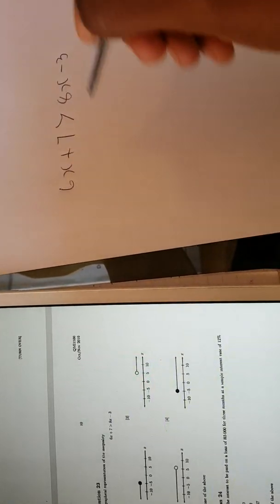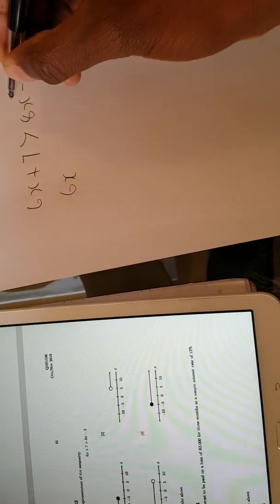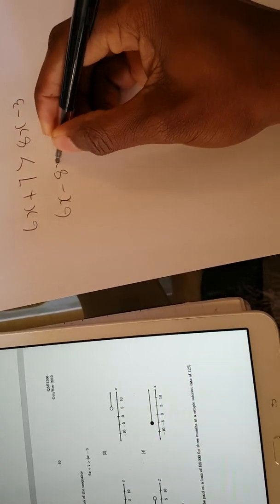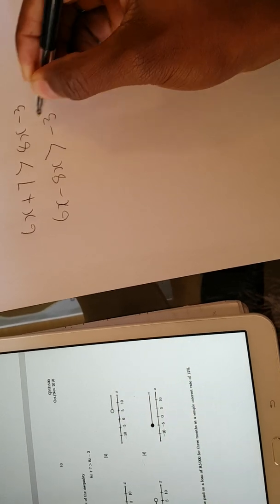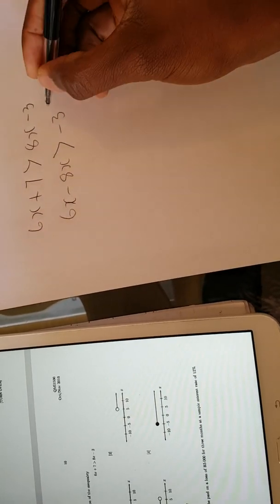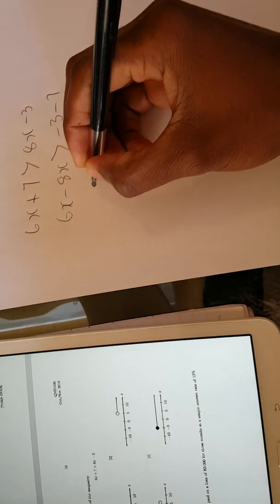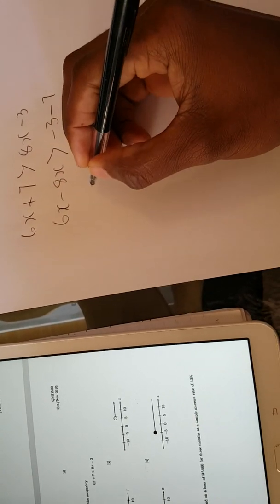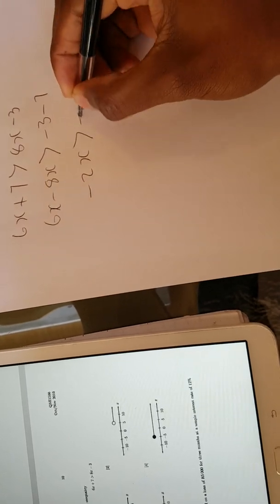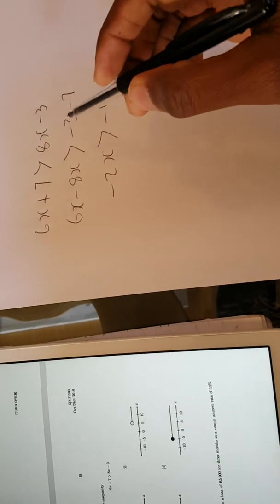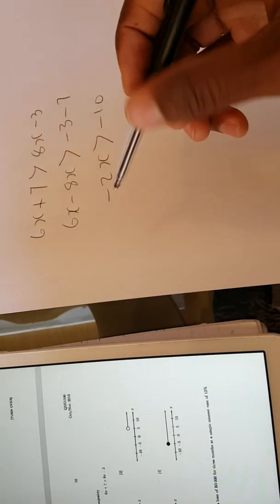So what are we going to do, guys? Let's group the like terms. So we have 6x here. If you take positive 8x across this sign, it's gonna be minus 8x, greater than negative 3. If positive 7 goes to the other side, it's gonna be minus 7. So here 6 minus 8 is minus 2x, greater than minus 10. And then minus 3 minus 7 is minus 10.